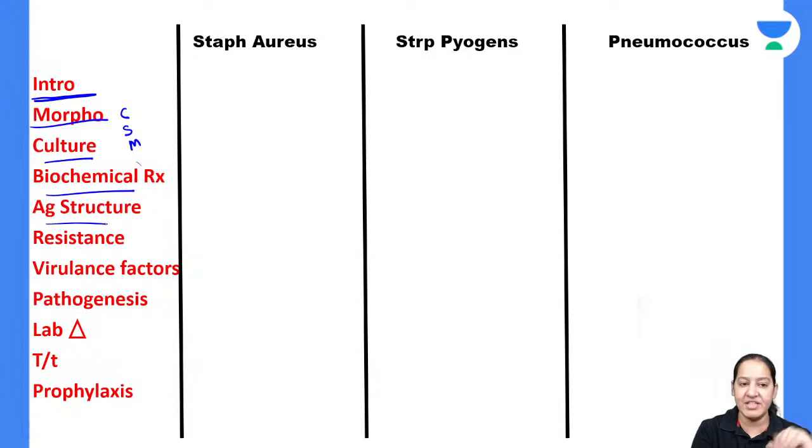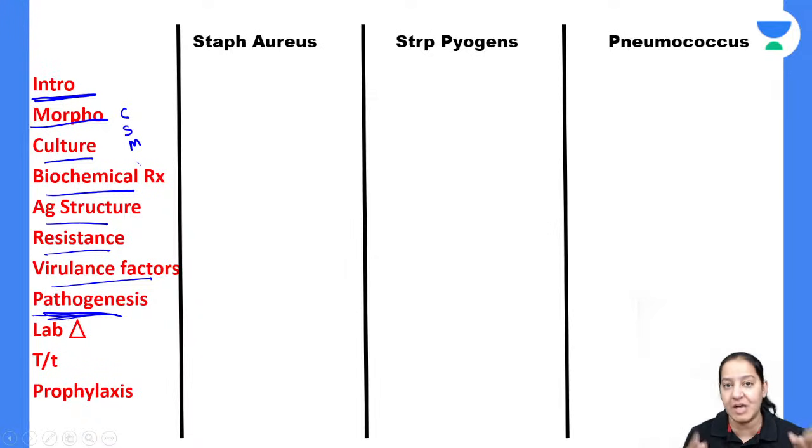Then you have to tell me the antigenic structure, the resistance, the virulence factor. You have to tell me the diseases caused by that bacteria. Enumerate the diseases along with the symptoms, right? Then you have to tell me the lab diagnosis, what specimen you will take. You are a doctor, what investigations you will order to confirm the diagnosis. In the end, what is the drug of choice? I will discuss only the drug of choice in treatment. What is the drug of choice to treat that bacterial infection, and what is the prophylaxis we can do?